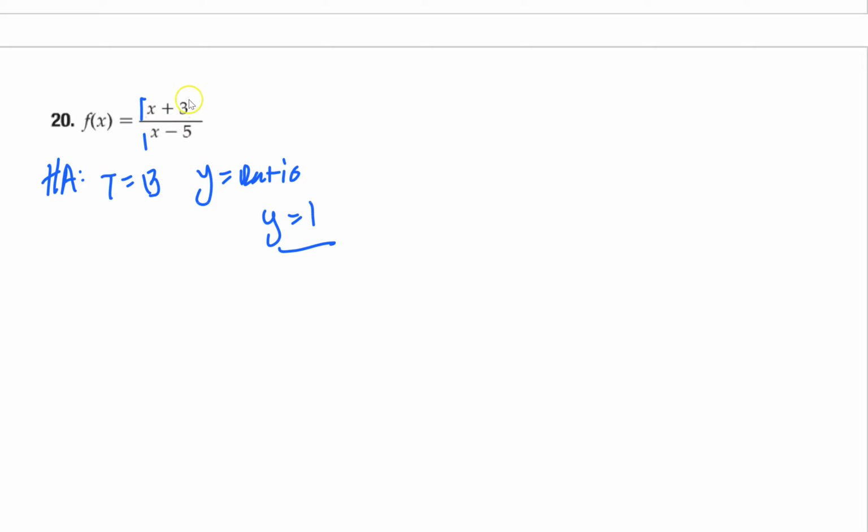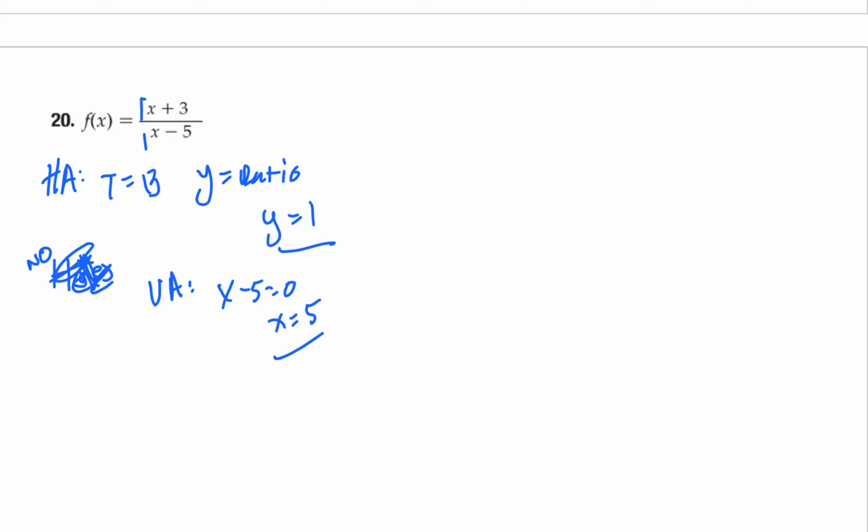And then we look to factor, if we can. Holes, if anything cancels. Nothing cancels, so there are no holes. Vertical asymptote: set the denominator equal to 0. Always the same thing, nice and reliable. X equals 5. So we have a vertical and horizontal asymptote.